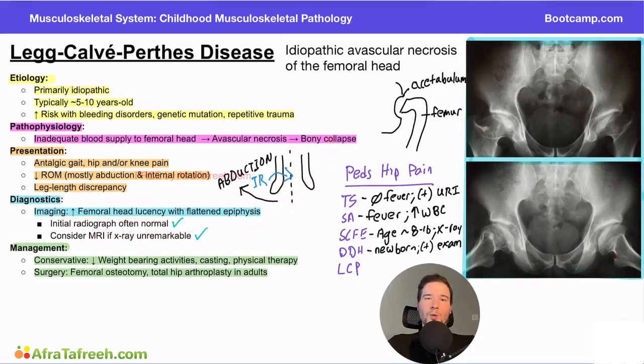When it comes to the management here, we can treat this conservatively or with surgical intervention. It really depends on the patient's age and how much actual damage, how much destruction has been done to the joint itself. So that's going to vary a little bit. There are some intricacies there, but it's important to know that either one could be possible depending on the clinical situation. So how might they ask you something about this in a question stem?